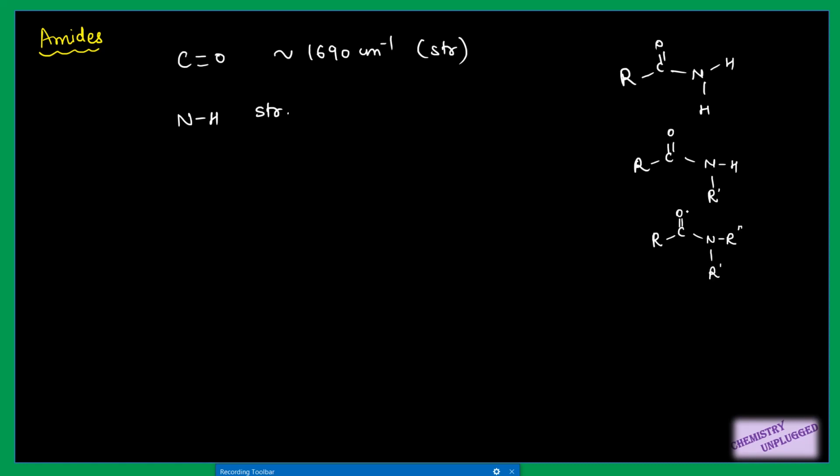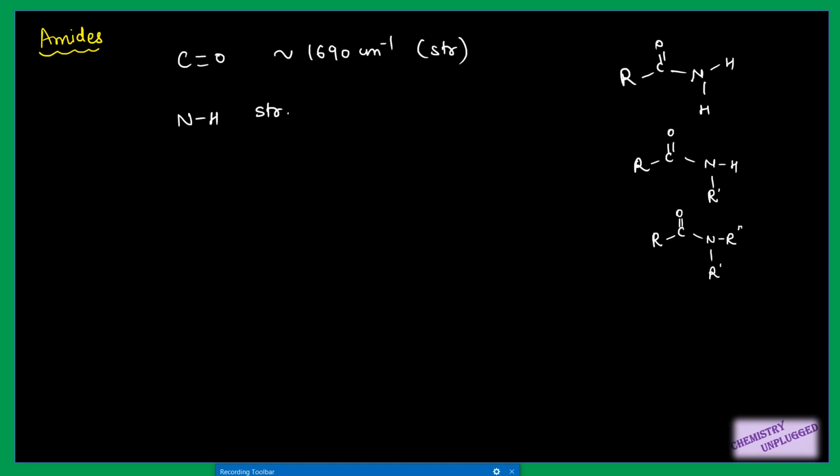Then we will have amide. For amide, the base value we have discussed already, that it is close to 1690 centimeter inverse for CO stretching. Then one more thing we have in case of amide, that is NH stretching. These all are stretching frequencies, right? So we can have primary amide, secondary amide, tertiary amide, and the peak will shift for different types of amides. So here we have three types of amide: primary, secondary and tertiary.